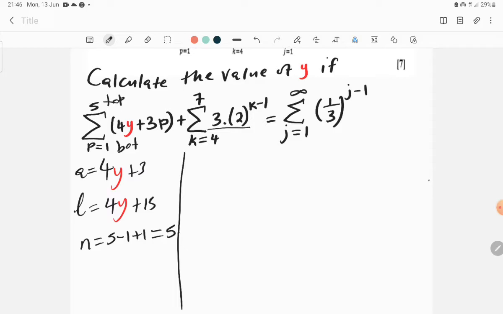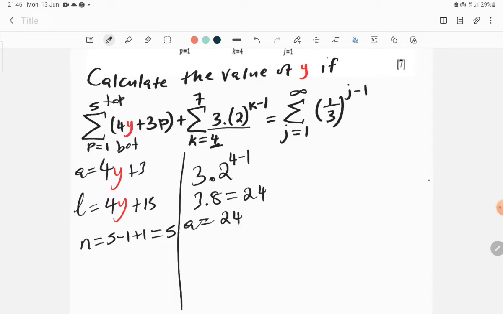Now coming to this one, we really need to find the first term. Finding the first term is to substitute this starting value. Now what are we having? We have 3 times 2 to the power of, in the place of k we put 4, then of course we subtract 1. So we have 3 times 2 to the power of 3, which is 8. So it's 3 times 8, which is just 24. So for our geometric series, a is equal to 24.